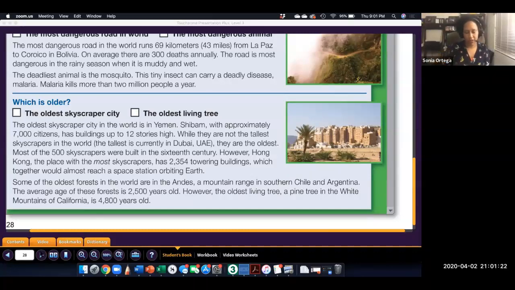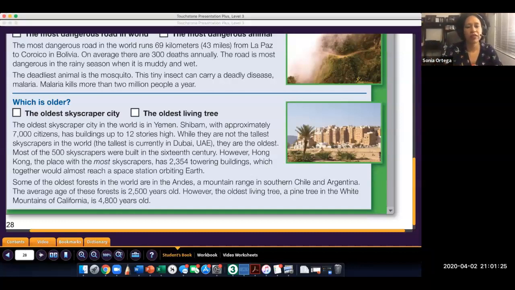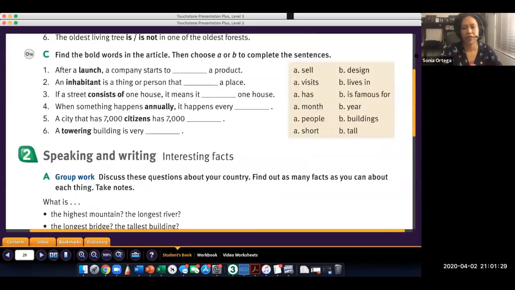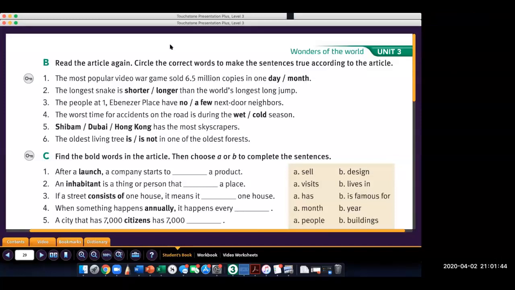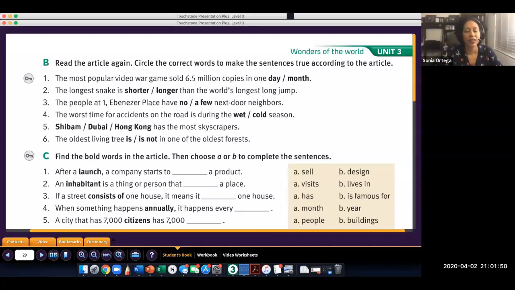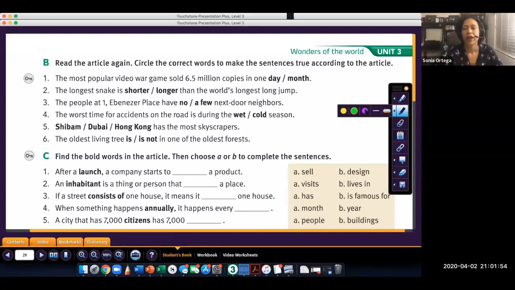So let's go to the next page, and there's some vocabulary practice related to the reading. So take a moment to pause the video, look back on page 28, and then choose the correct word to complete each of these sentences. All right, so let's check the answers. Number one, you should have chosen day. And then number two, the longest snake is shorter.